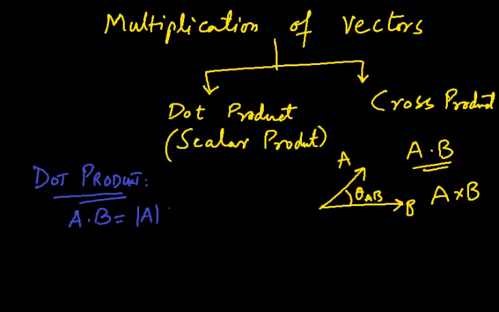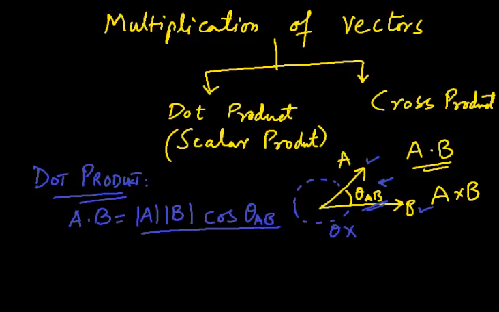If magnitude of A represents the magnitude of A and magnitude of B represents the magnitude of B, then it is the product of the vector magnitudes and the cosine of the smallest angle between them, so cos theta AB. What do I mean by the smallest angle? The smallest angle between A and B is this one. There is another angle, but we are not going to consider it. We are going to consider this smallest angle.